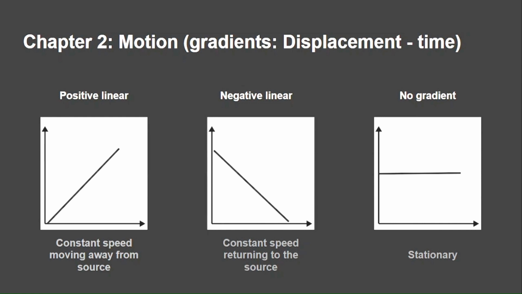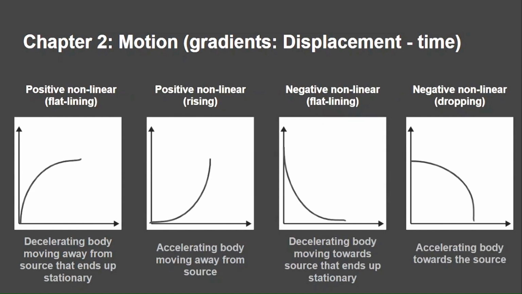the displacement remains the same because your distance from your house is the same over time, but you're not increasing or decreasing the distance from your house. So essentially, this is a classic scenario of an object at rest, or what we also call a stationary object. So moving on to the curves, I did mention that I will dive a little bit deeper into what I mean by flatlining, rising, and dropping.